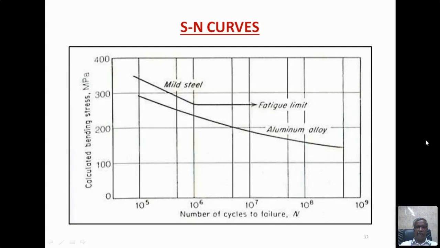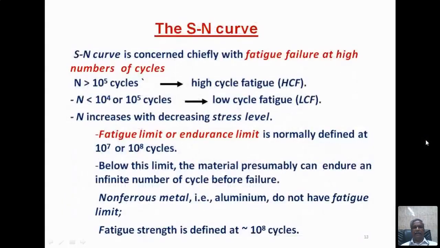Whatever stress you take below this curve, it will not fail, but above this, the specimen will. Right, so whatever I explained, again coming back to that, fatigue failure will occur at a high number of cycles.